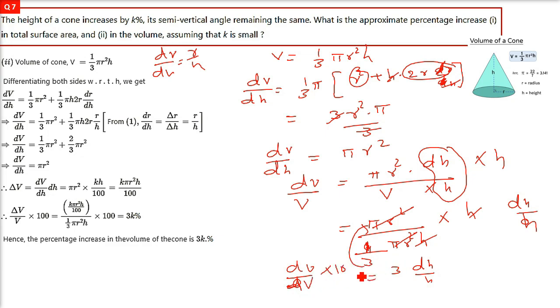Multiply both sides by 100. This is delta v only. This is delta h only. Okay, just multiply it by 100. So you get thrice of it. And you already know delta h by h into 100 is already given in the question as k%. So you can just take this, 3k% is the answer. The percentage increase in the volume of the cone is 3k%.